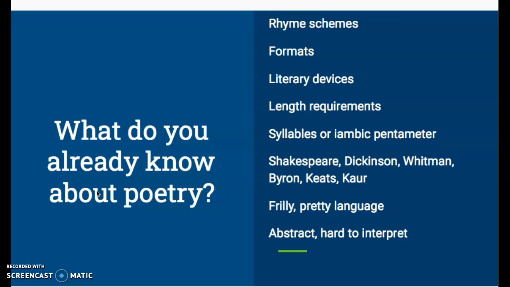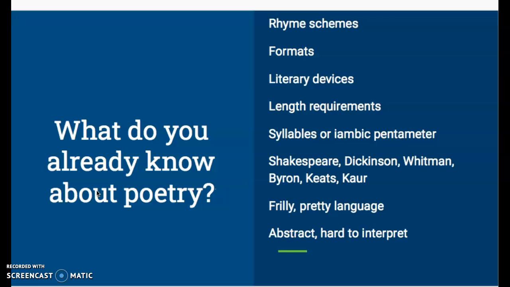Let's start off with a review about what we already know about poetry. For some of us, we might know more than others, and that's okay. We all come to class with different sets of knowledge. But over here on the side, you can see some of the aspects of poetry that I've listed that are pretty common. So a lot of people know that poems have rhyme schemes, that they can follow a certain formatting.